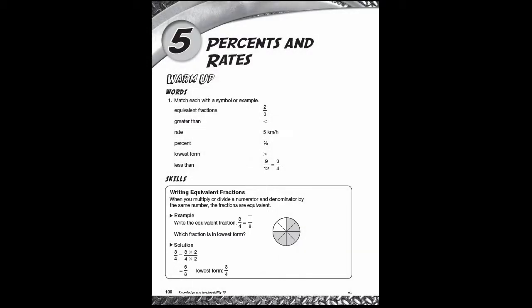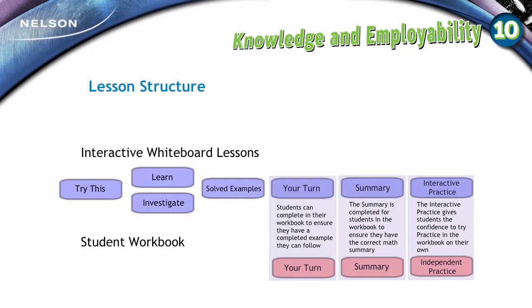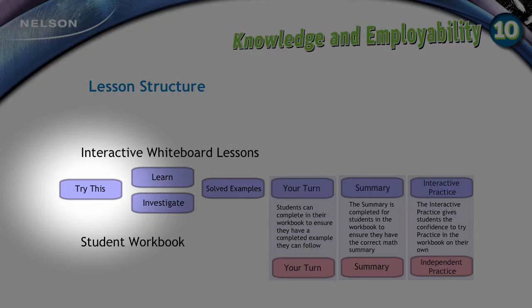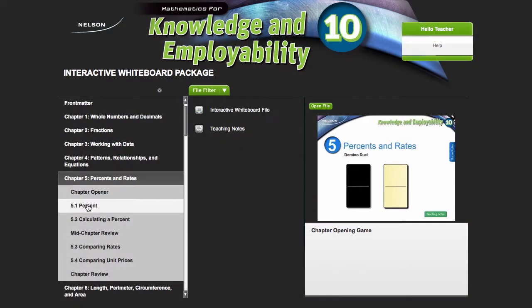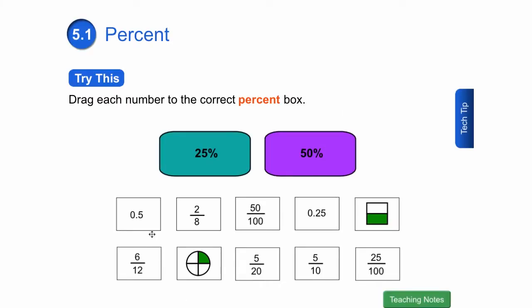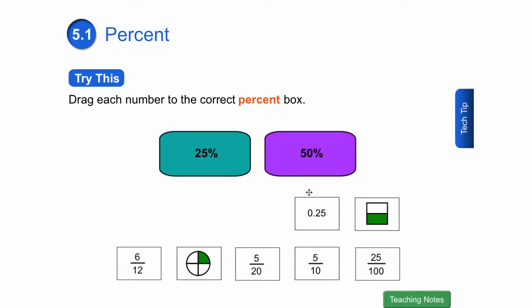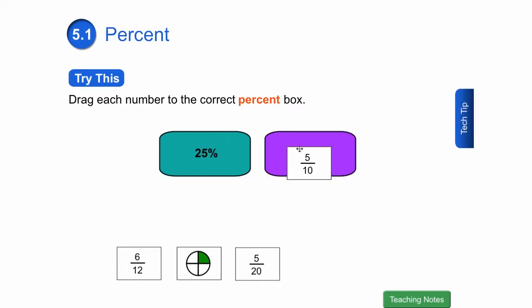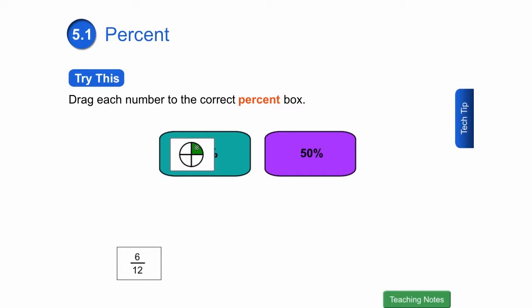Now that we've seen how we may start a chapter, let's take a look at what a typical lesson might look like. Each lesson begins on the interactive whiteboard with a "Try This" activity, which gives students an opportunity to recall and apply a prerequisite skill that will be necessary in the lesson. Try This activities are interactive, hands-on activities that allow students to become engaged in the learning and get them thinking about the math. These activities give immediate feedback so students know if they've gotten the correct answers and are good lead-ins to the instruction portion of the interactive whiteboard sessions.